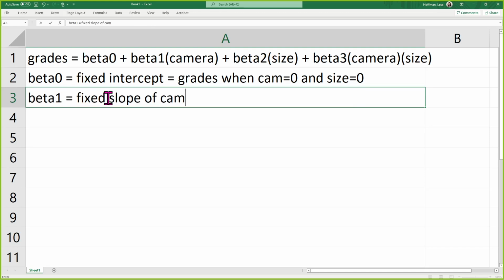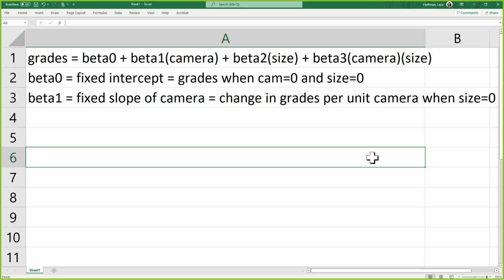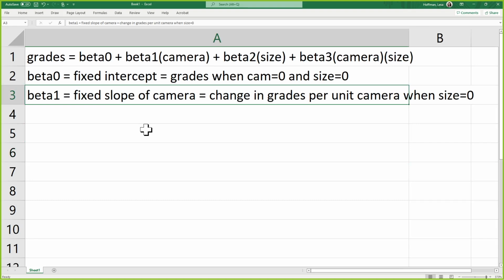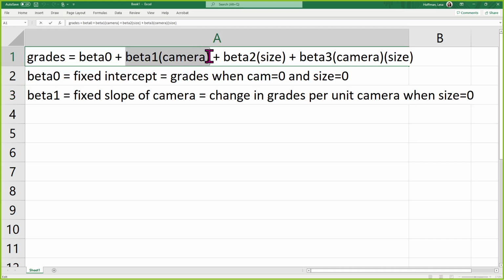That's a fixed slope of camera. So I'll start you off here. Change in grades per unit camera, whatever that means. So it has to be like an amount or a frequency or something. Am I done or do I need to keep typing? Yeah, I got to keep typing. When size equals 0. So this is an example here. Beta 1 is a unique conditional effect because it's describing how camera use relates to grades after controlling for class size. But more specific to that, because camera and size interact, the only situation in which beta 1 describes the full effect of camera use is when this term drops out, and that term drops out when size is 0.